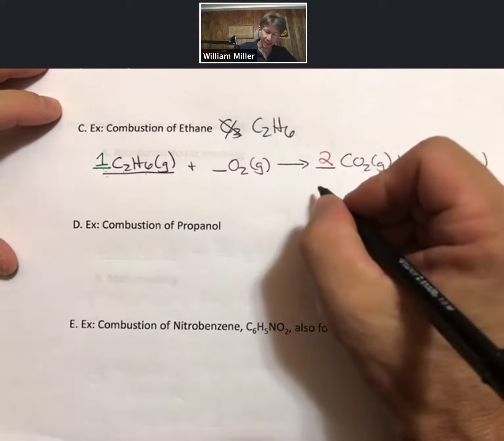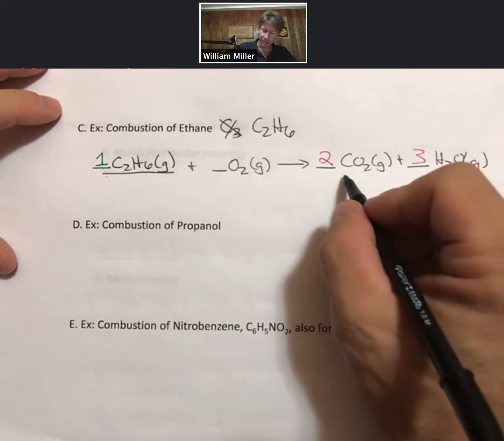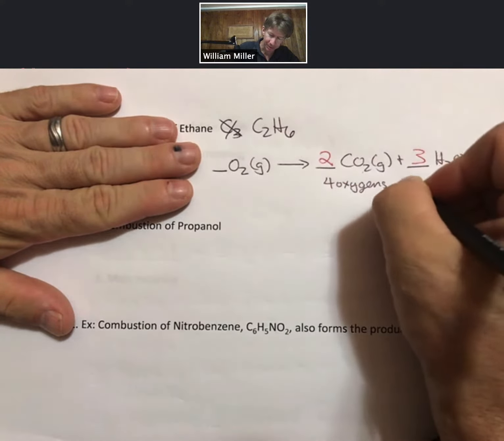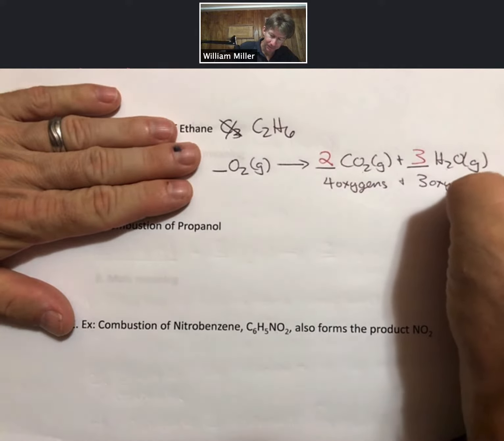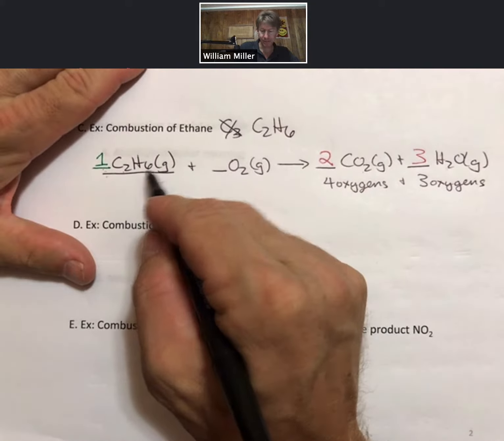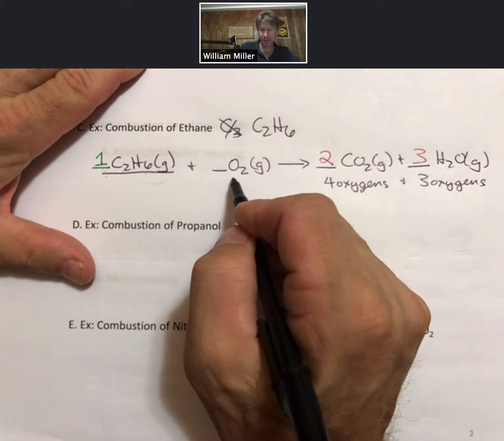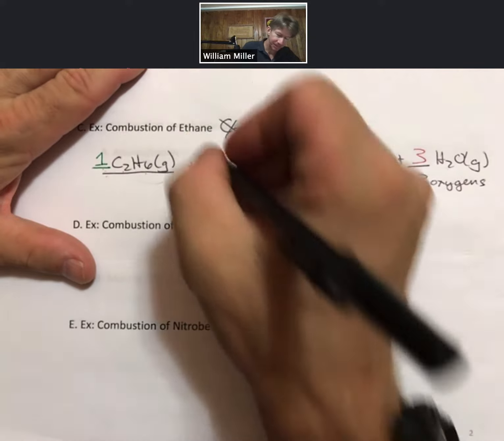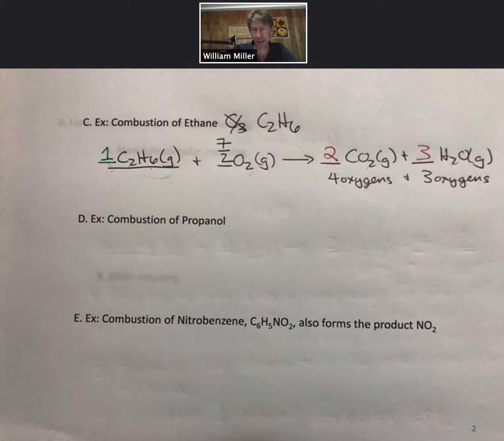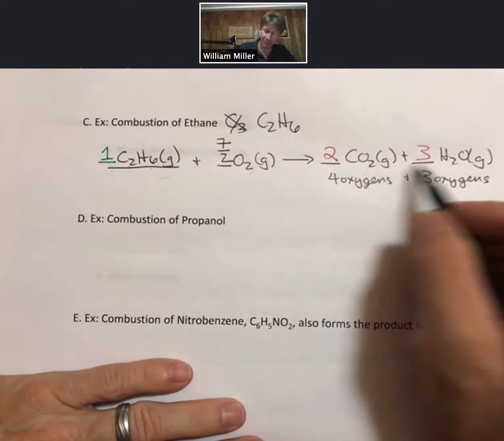Finally, figure out my oxygens. On my product side, I have 4 oxygens plus 3 oxygens. That adds up to 7. No oxygens in ethane. I now need 7 oxygens, and oxygens come 2 at a time, so I need the number 7 halves, or 3.5 there. That is a fraction. Fractions are not allowed in balanced chemical reactions, and so we must multiply this entire reaction times 2.